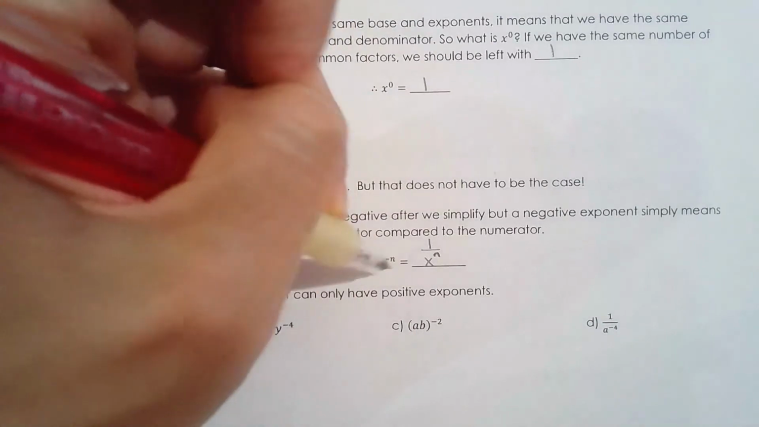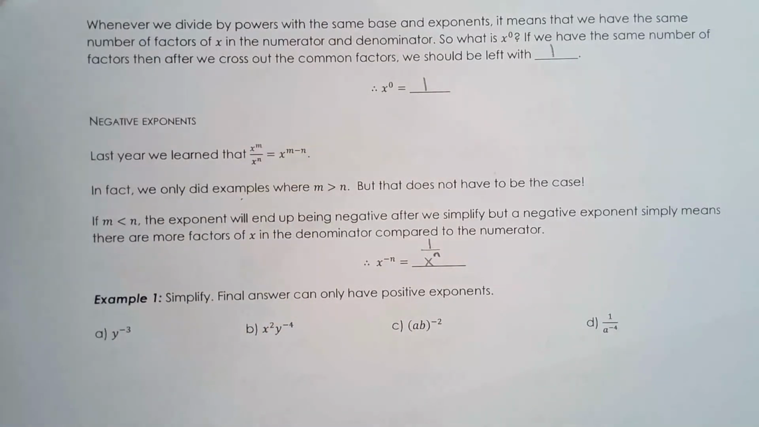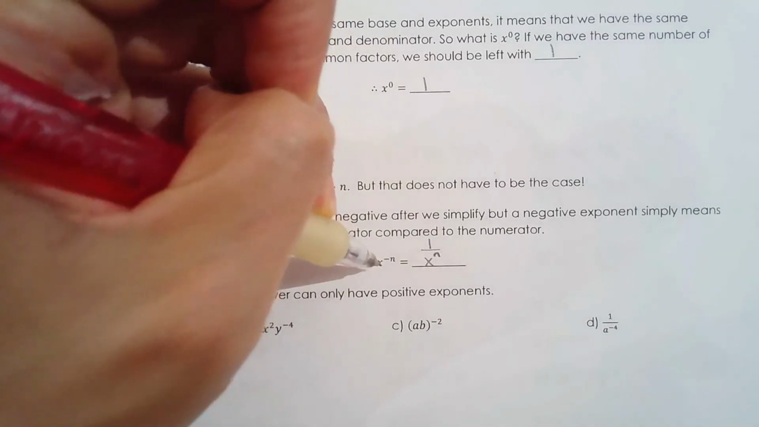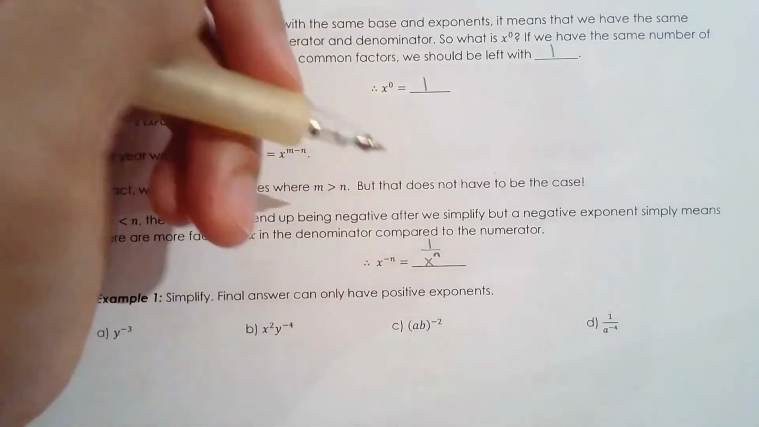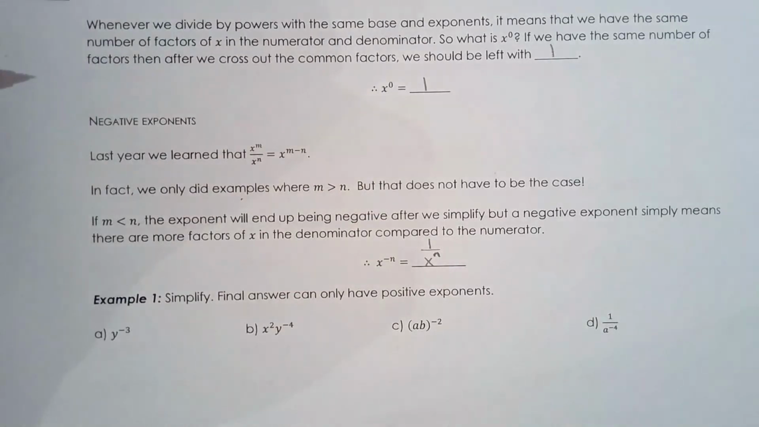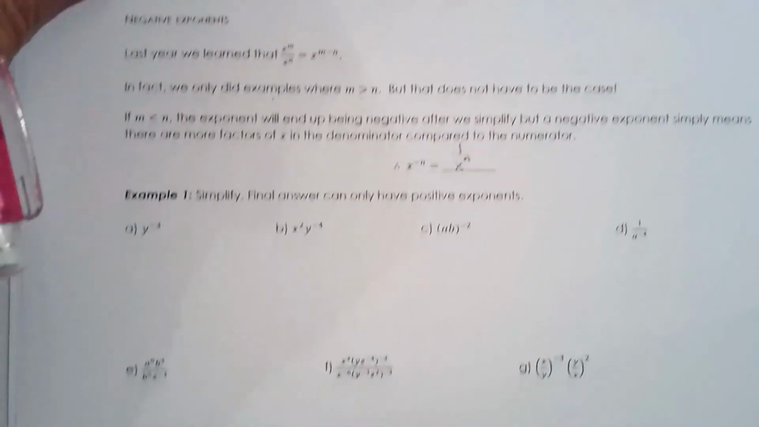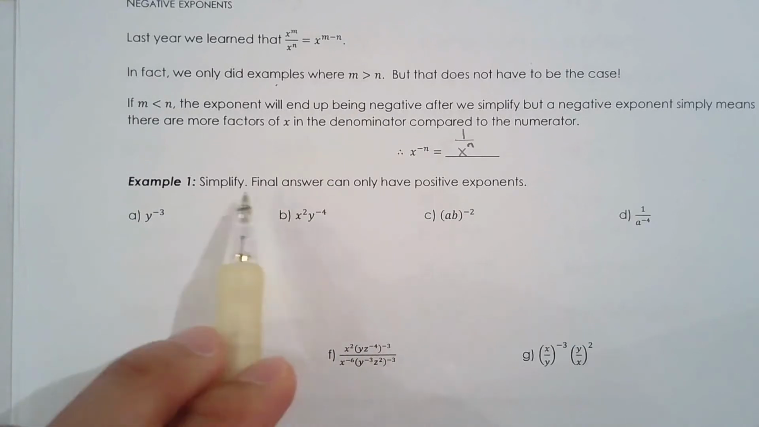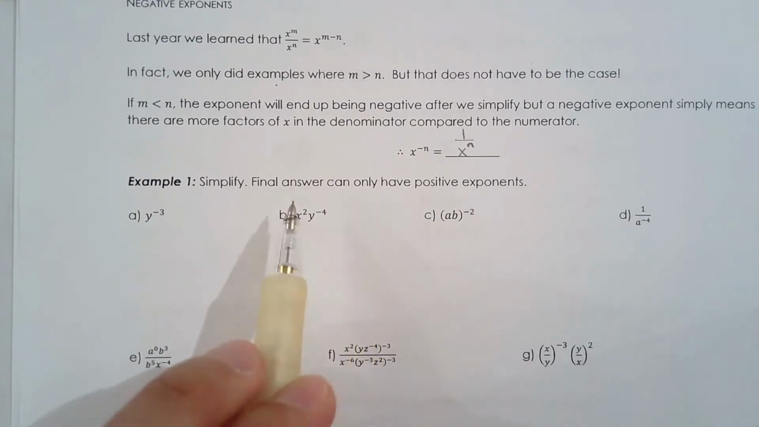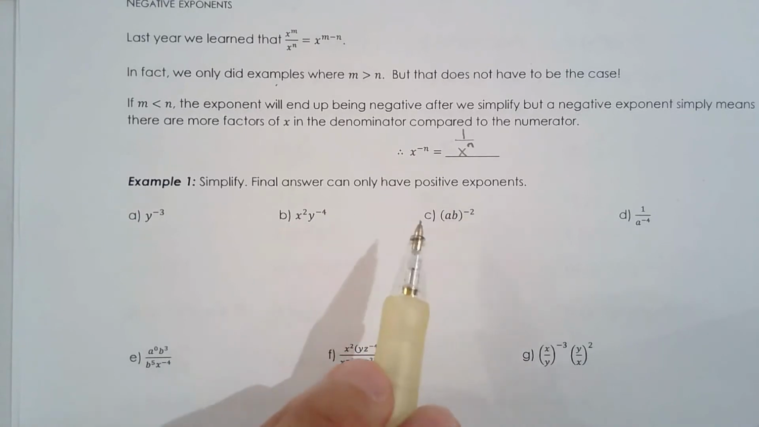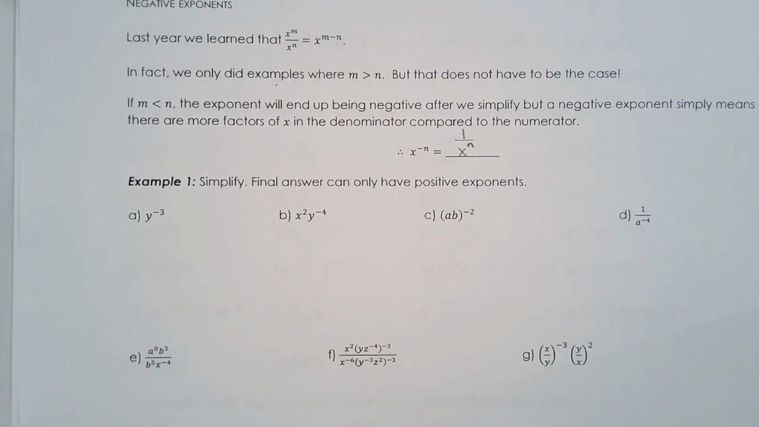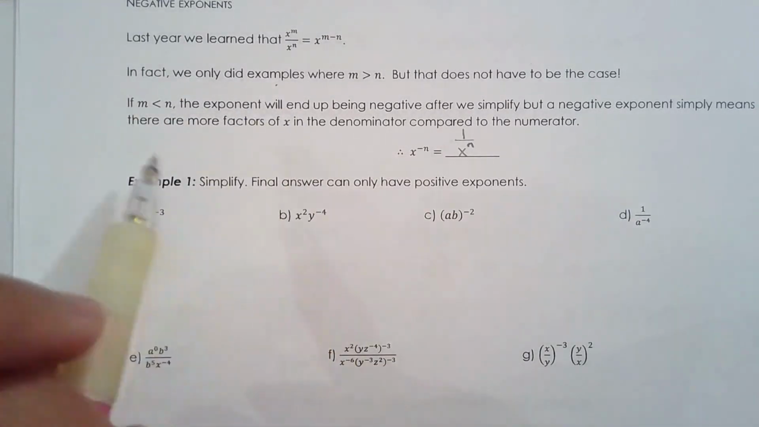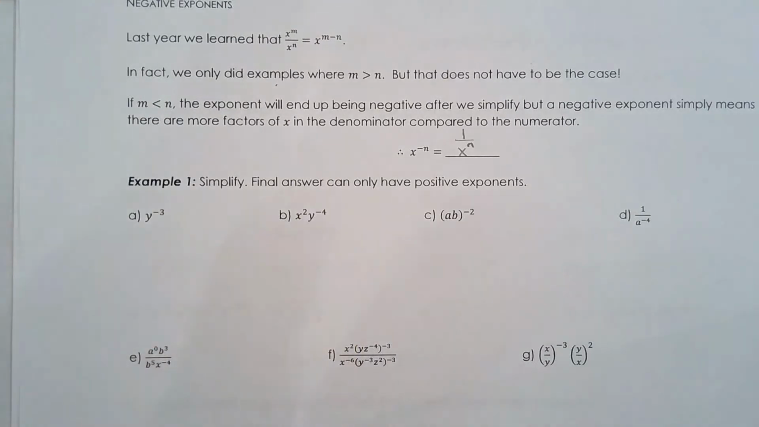Please don't think a negative exponent means the value is negative. In fact, if the base is positive and the exponent is negative, then the result is always positive actually. Okay, so let's simplify. And one thing we have to note is that when we simplify, we all agree that the final answer can only have positive exponents. That's considered simplified. Okay, but we'll add this statement anyways, just in case you forget. So our final answers can only have positive exponents.